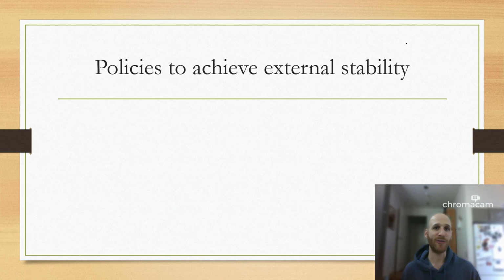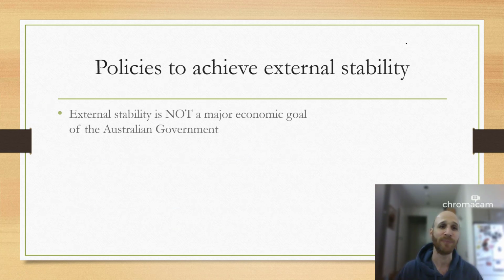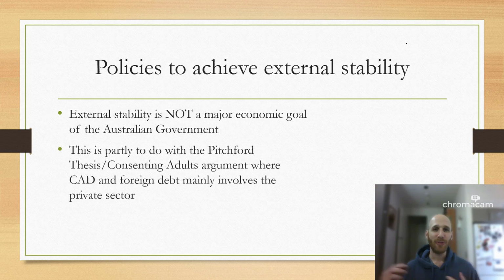When we think about the policies, there's a couple of points we need to know. One, that external stability is not a major economic goal of the Australian government. It's not like price stability or reducing unemployment. This is partly to do with the Pitchford thesis, or the consenting adults argument, where the issues of CAD and foreign debt mainly involve the work of the private sector, risk takers who know what they're doing, and that their activities don't necessarily involve the government incurring debt. It's about the private sector incurring debt. So the government leaves them alone to do their thing.